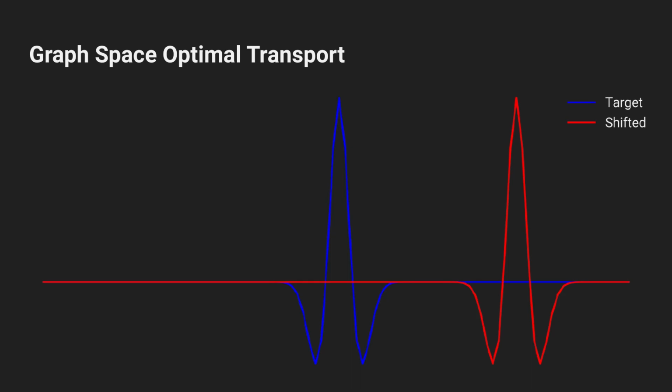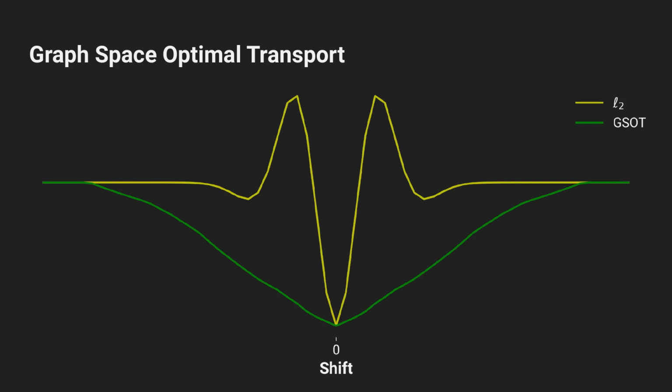So what we're going to do is shift the red signal by different amounts from the blue signal and compute the objective function value for each value of the shift. On this slide, yellow corresponds to the traditional squared L2 norm, and green is graph space optimal transport. Zero shift, where the two signals that we're comparing are identical, is in the middle of the slide, and going towards the left and right of the slide shows what happens to the loss value as we shift one of the signals relative to the other.